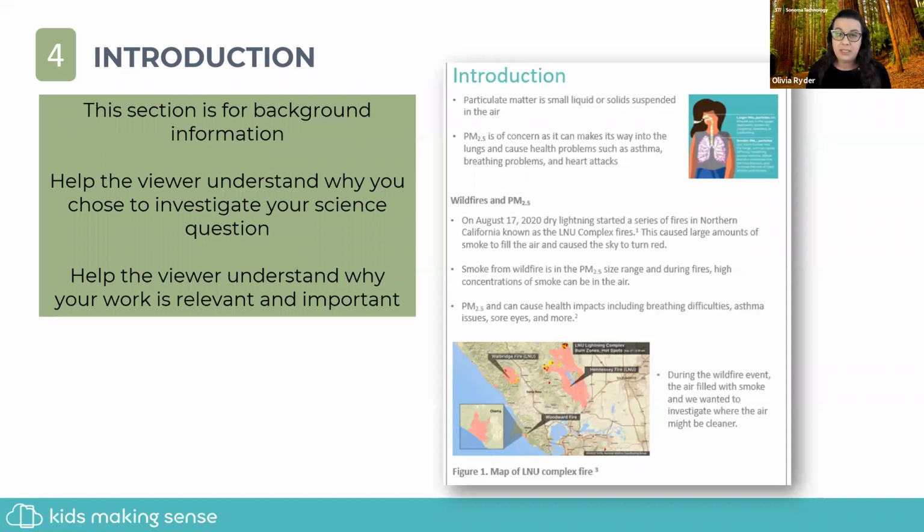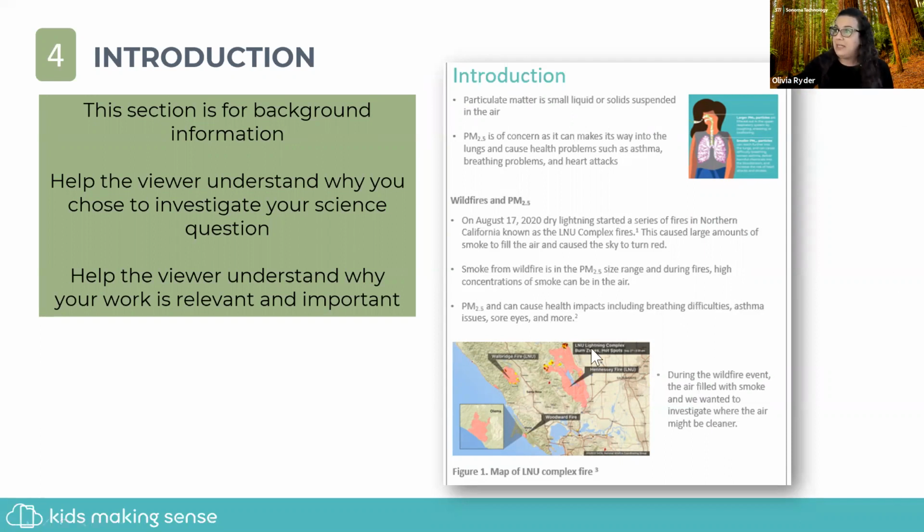This is also a type of section where you'd want to include information that would help the audience to understand why you chose to investigate your science question and help viewers understand why the work is important and relevant. So in terms of storytelling, this would be akin to setting the scene and giving people enough information to make sense of the rest of the story.